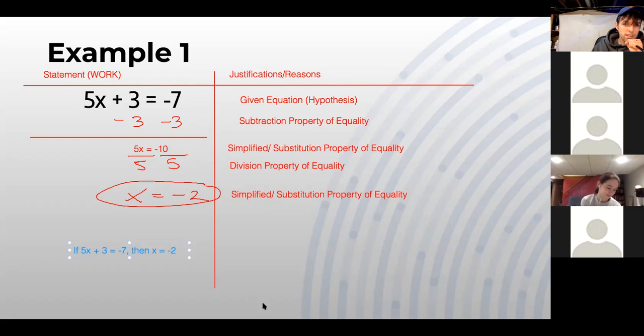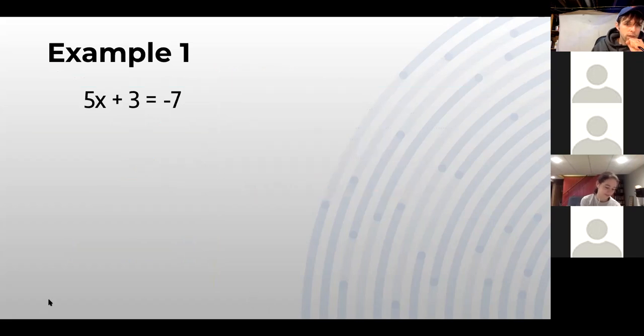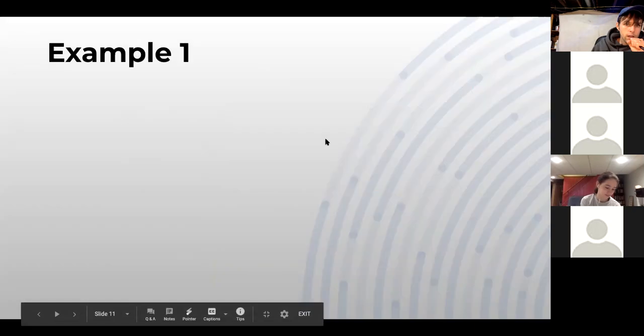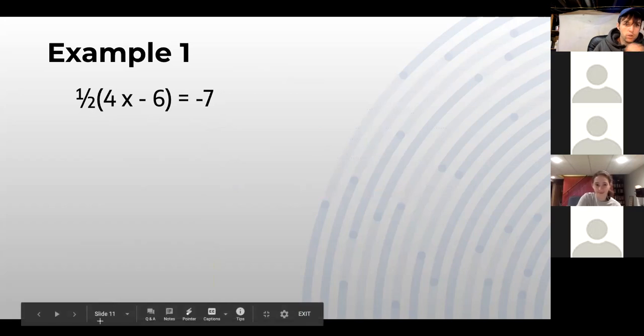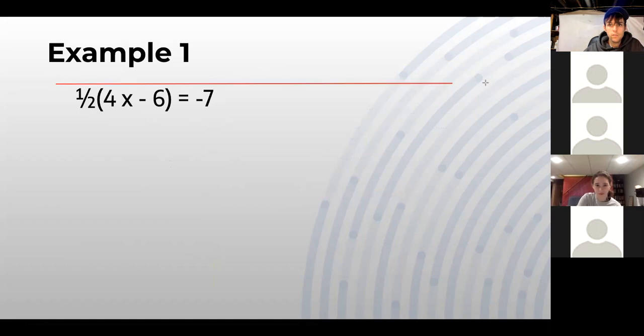I'm going to clear this and give you guys a chance to do the next one. It's also called example 1 for some reason, but here's a problem. I want you to try to solve it and write your justifications on the side, okay? So take your time, try to work through this one. Do the 2-column structure that I was showing. Keep it nice and organized.